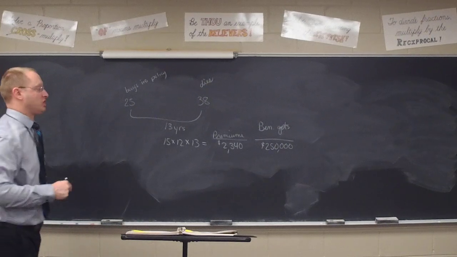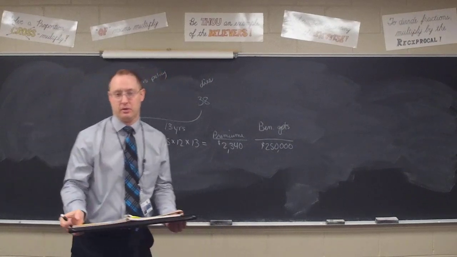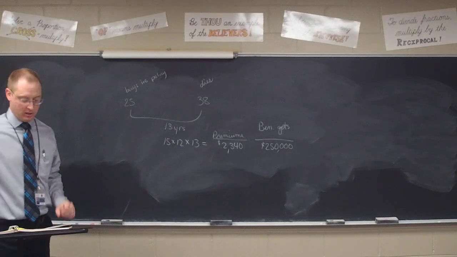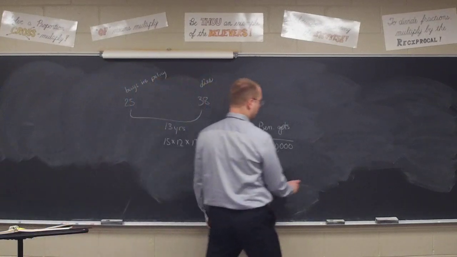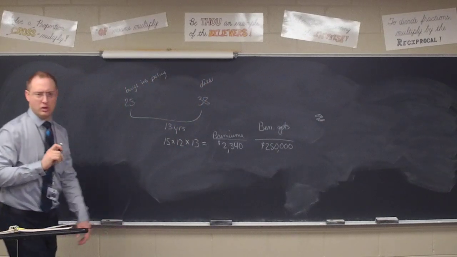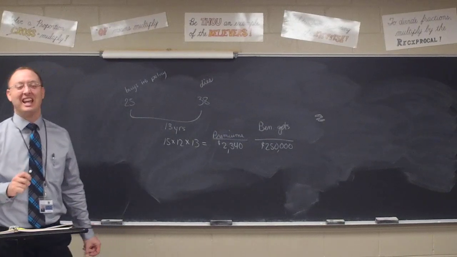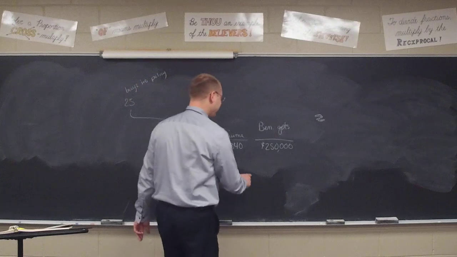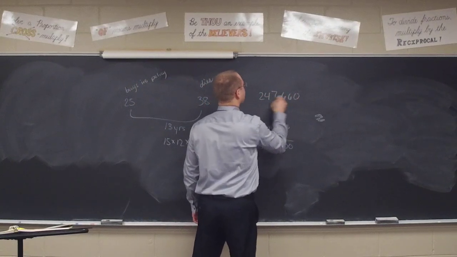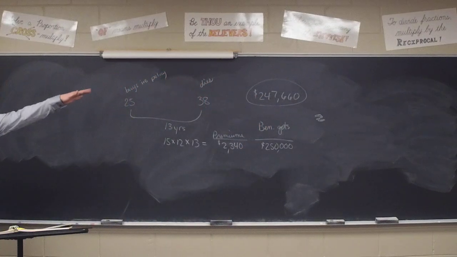How much more does the beneficiary get than the premiums that were paid into the policy? And again, the insurance company is banking on this happening very rarely. $22,660? No. Elaine, what did you get? $247,660. There we go, $247,660 more. That's how much the insurance company loses when Mr.